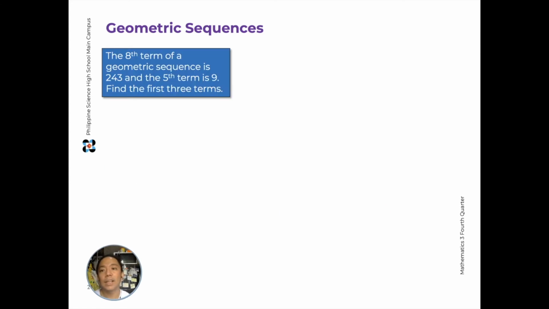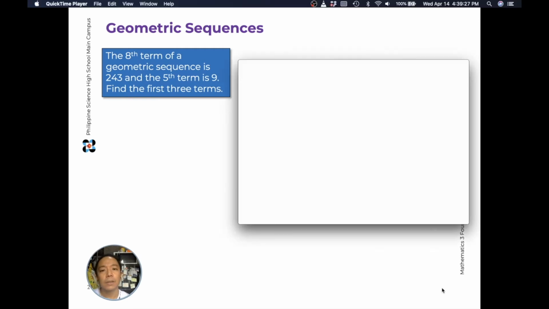Now, let's take a look at some examples ng geometric sequences na problems. So first, we have the 8th term of a geometric sequence is 243 and the 5th term is 9. And we want to find the first 3 terms. So let's define our expressions. Since we're looking for the 8th term, let's call it g sub 8, that is 243. The 5th term, g sub 5, is equal to 9.